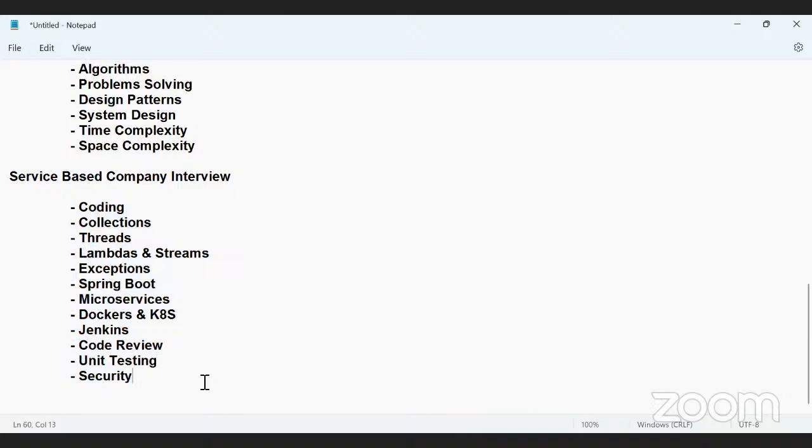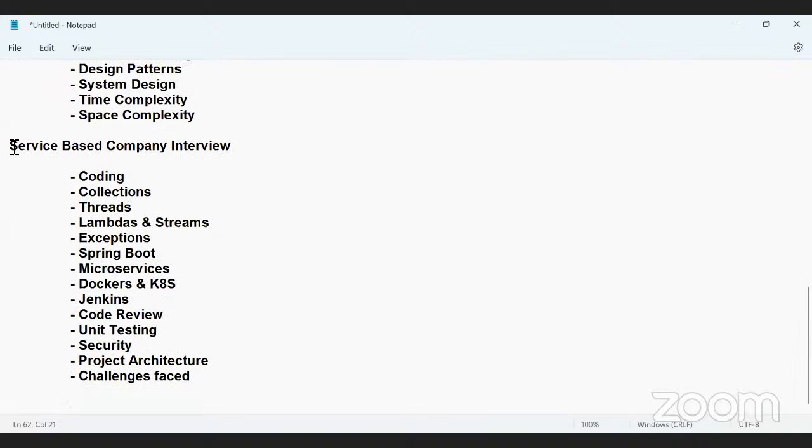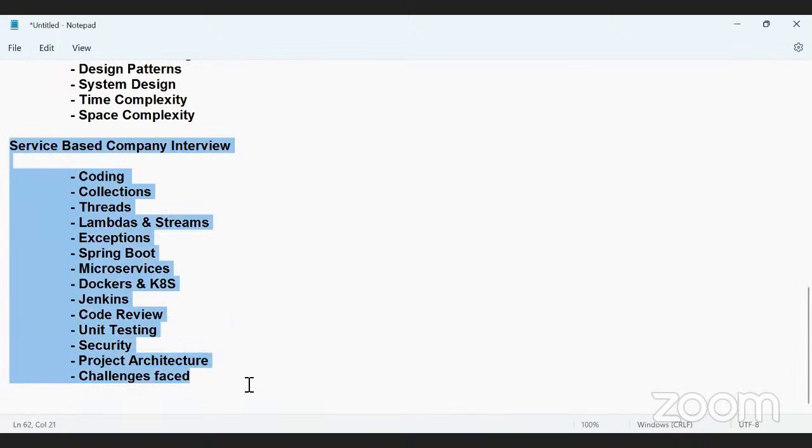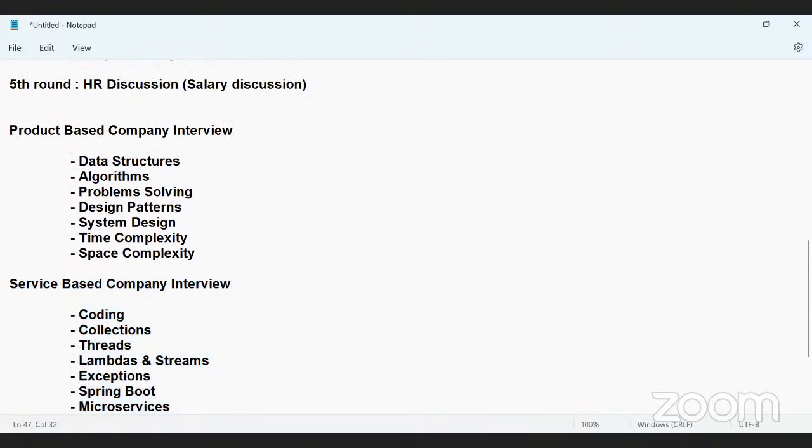You got my point? They are going to ask about project architecture, project modules, and project details. Which project you are working on, what modules are there in the project, which module you implemented, and challenges you faced in your project. These questions will come from service-based companies. These questions will come from product-based companies.